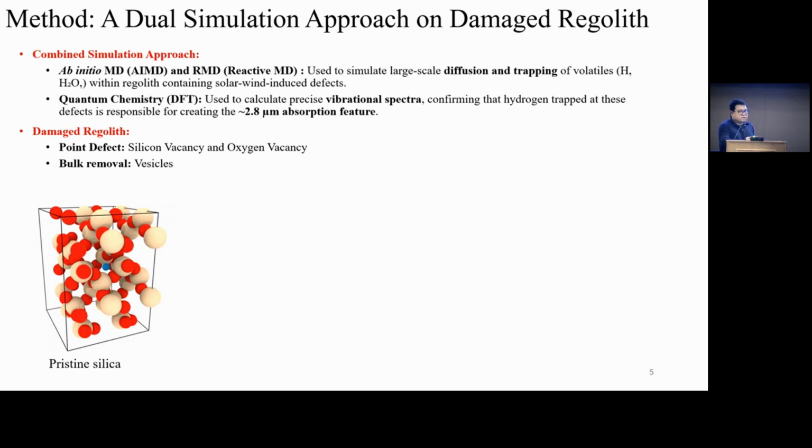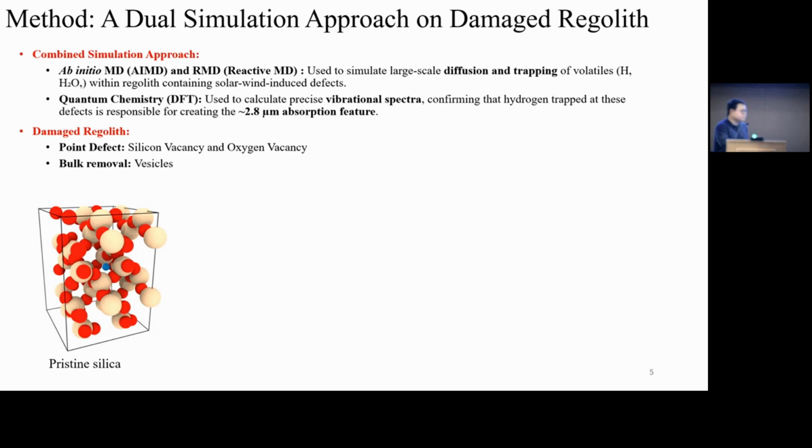So here we use a combined simulation framework. First of all, the molecular dynamics simulations, including the ab initio MD and also reactive MD. So essentially, this is to model the diffusion process and also the dynamic process of breaking of H2 and H2O, possibly. And also the quantum chemistry by density functional theory to calculate the high resolution IR spectra for some particular structure.